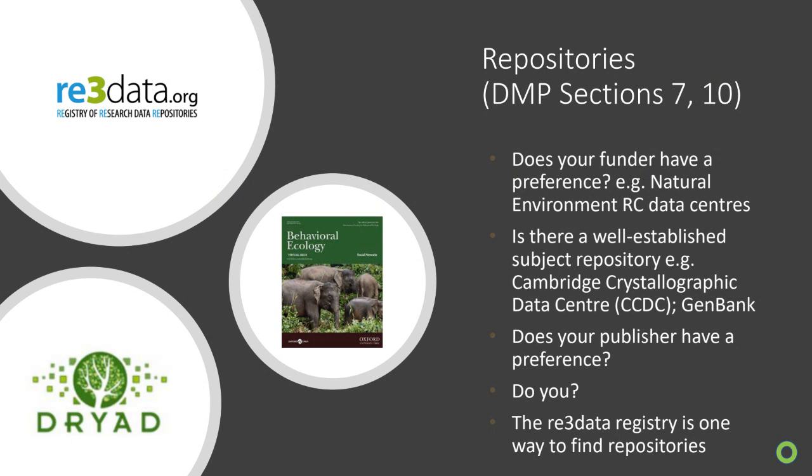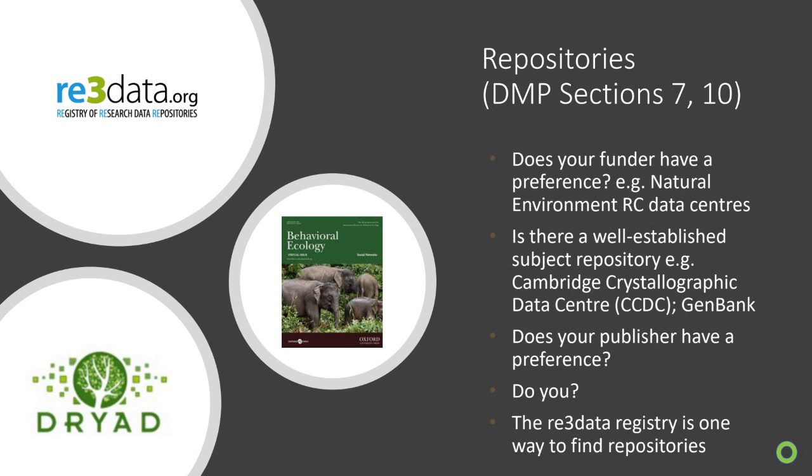So some of the considerations here are to consider whether your funder has a preference. Some funders, for example, the Natural Environment Research Council, have their own data centres, so they will expect you to offer any data to them in the first instance to share on your behalf. Or there may be a well-established subject repository. Again, depending on your discipline, there may be a more appropriate specialist repository with different metadata fields, and the place where people in your discipline are most likely to actually go and look for data. So an example might be the Cambridge Crystallographic Data Centre, CCDC, or GenBank, so gene sequences and that kind of thing would tend to go in GenBank.